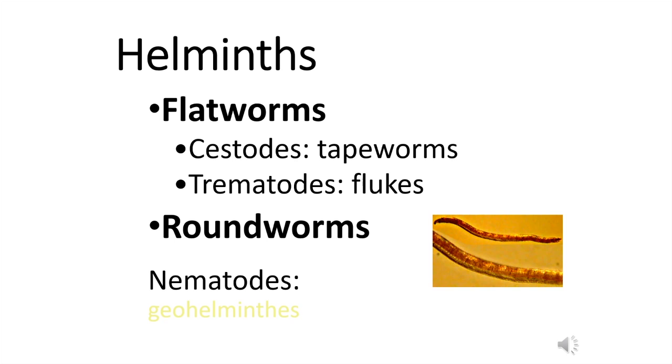Hello, we continue with the worms, or with the helminths. We have studied the flatworms so far, both cestodes and trematodes, and we shall go to the roundworms. The roundworms are referred to as the nematodes, and they are commonly referred to as the geohelminths because they are closely associated with the ground, generally, like you shall see in the subsequent slides.